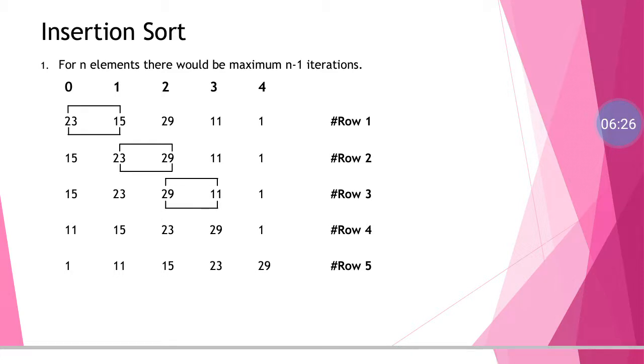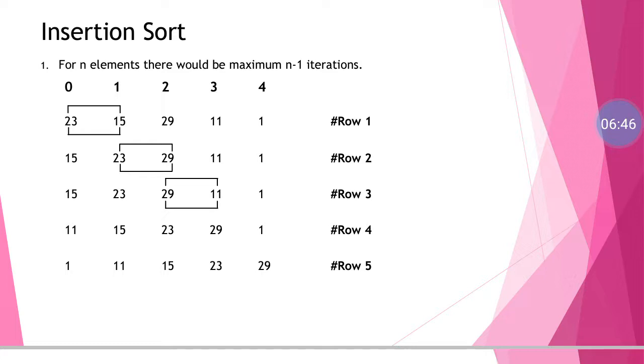So how does it work? Focusing on row 1, that is the first iteration. First iteration, first element is 15. 15 will be compared with all the elements left to it. 15 has only one element to its left, that is 23. Obviously it needs to be sorted, so 15 comes at 0th position and 23 comes at first position.